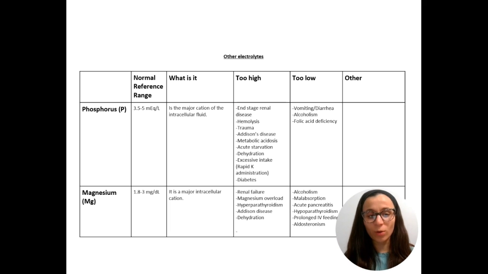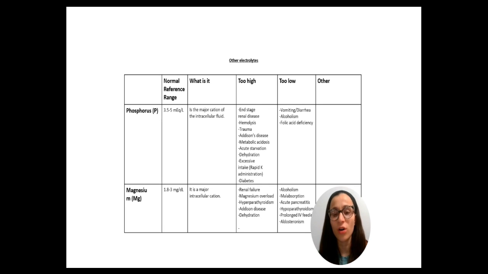Magnesium normal range is 1.8 to 3. It's a major intracellular cation. Causes of too high could be from magnesium overload, like they're getting too much IV magnesium, Addison's disease, renal failure. Causes of it being too low is alcoholism. Someone who's a chronic alcoholic usually doesn't have good electrolytes, usually malnourished.